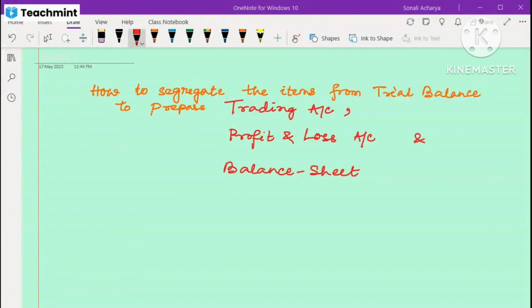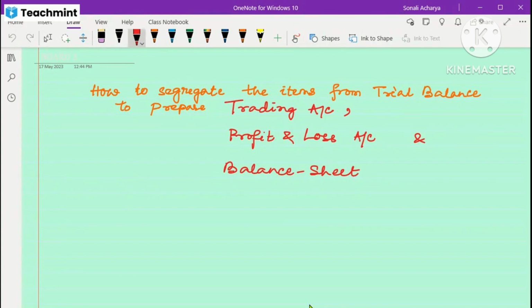Hello everybody. Today I will be doing a short video on how to segregate the items from trial balance to prepare trading account, profit and loss account and balance sheet. Suppose there are several items in the trial balance given. From there, how can we choose what are the items that will be going to trading account, what are the items that will be going to profit and loss account, and what are the items of balance sheet. So we will learn the trick how to segregate the items.